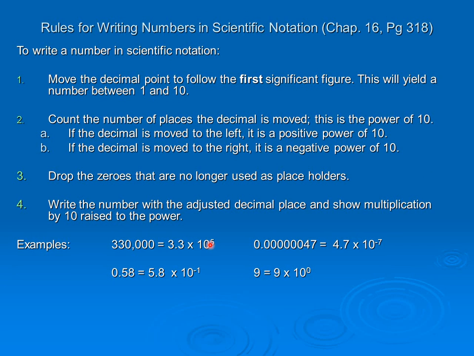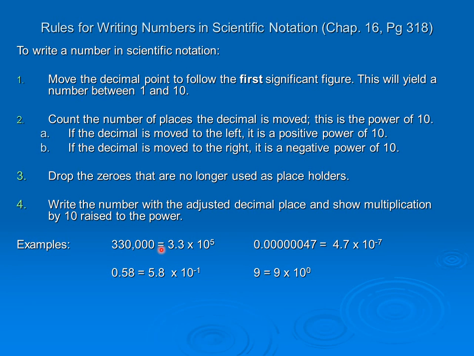In general, we move the decimal point to follow the first significant figure. This will yield a number between 1 and 10. Then count the number of places the decimal position is moved. You may have to move to the left, you may have to move to the right, it depends on the number. Then we drop all the zeros that are no longer used as placeholders. And then we write the number with the adjusted decimal place and show the multiplication by 10 raised to the power. Now for an example here.